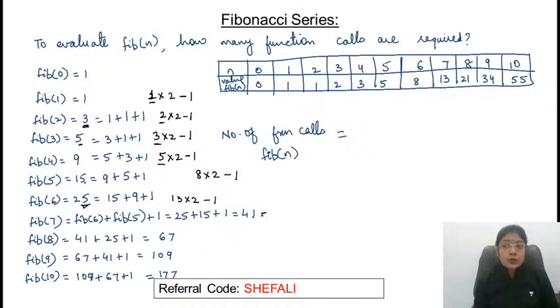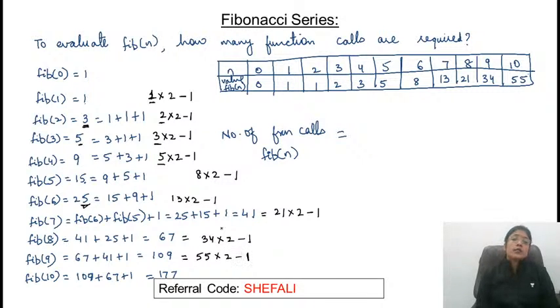How are you getting this value? This is nothing but 41. So this is nothing but 21 into 2 minus 1. This is nothing but 34 into 2 minus 1. Can you relate it with the values of Fibonacci n? This is 55 into 2 minus 1. So if you look at the structure, some value is multiplied with 2 and then we subtract 1.